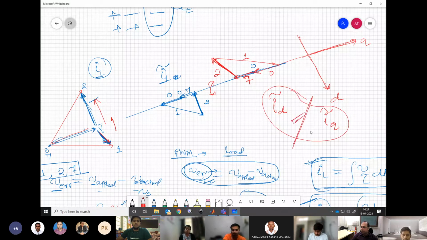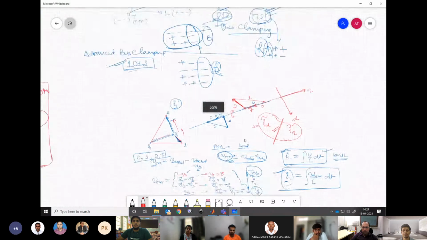So what ripple we are seeing on the vector looks a little bit abstract: this is some triangle, this is some triangle. This has meaning in terms of ID and IQ ripple. So let me plot for, let's say, the sequence 0, 1 to 7. If you plot your D axis and Q axis ripples, how would it look? So probably we take it down, then it would be better.